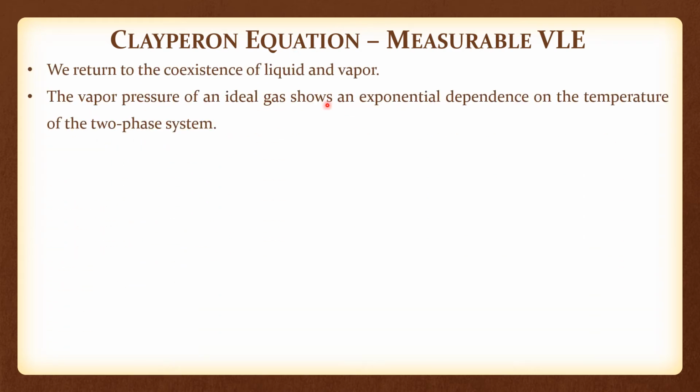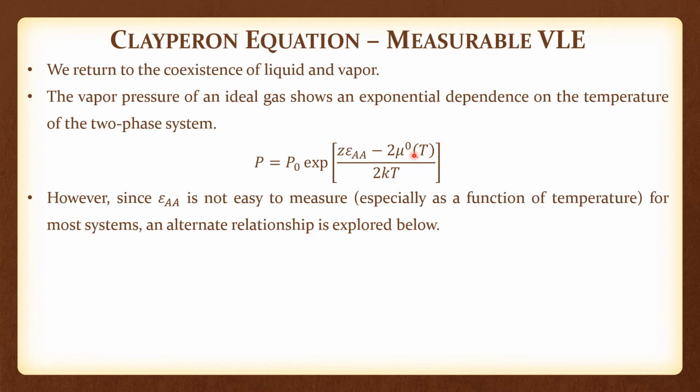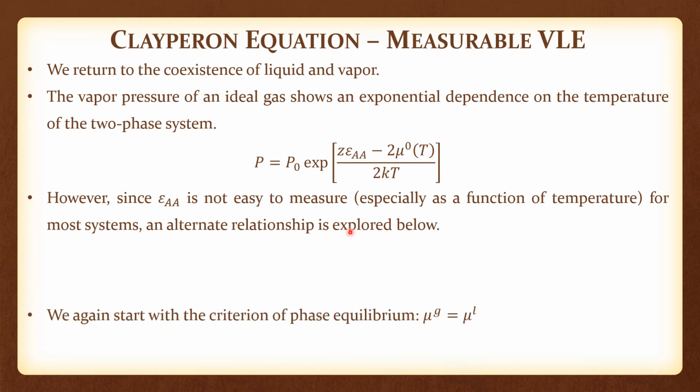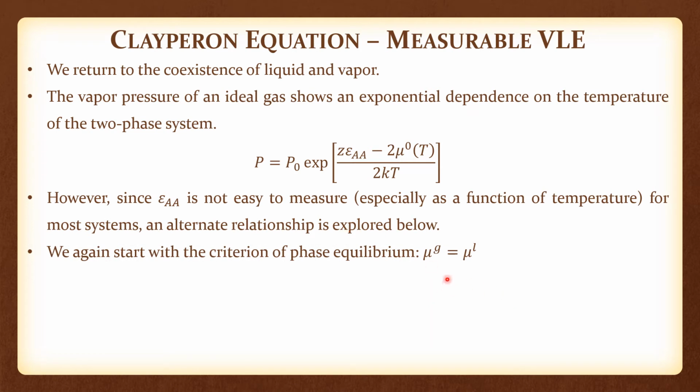The vapor pressure of an ideal gas shows an exponential dependence on the temperature of the two-phase system. Even for a non-ideal gas, the functional form will be the same. So this is the expression, but as I just mentioned, this is not measurable. Since epsilon A is not easy to measure, especially as a function of temperature, for most systems, an alternate relationship is explored. We again start with mu g equal to mu L.